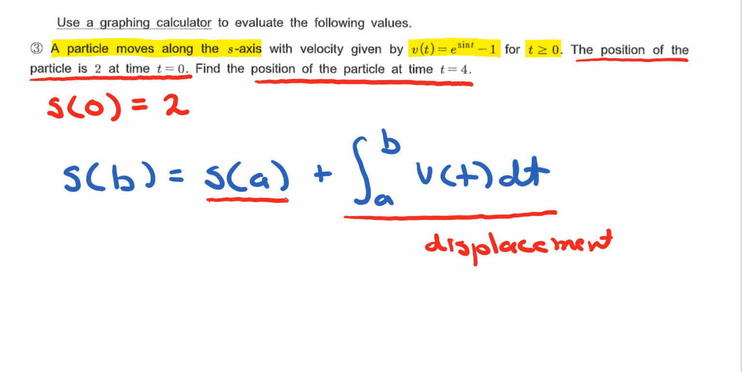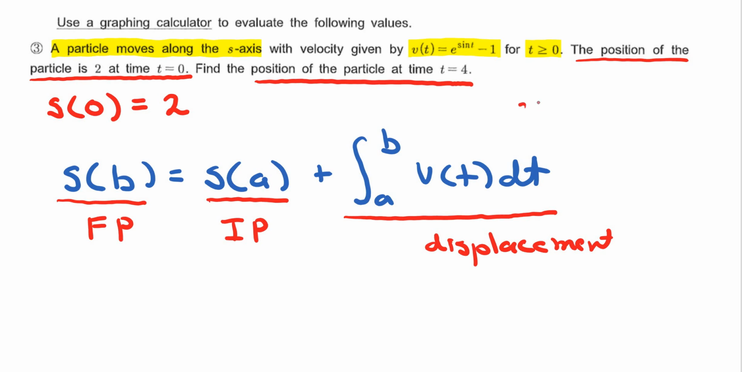S of A is your initial position, and S of B is your final position, right? So this is your initial position, and this is your final position. This is a very nice little formula that we've gone over in class, and we can apply it to find the final position of this particle after 4 seconds of travel.